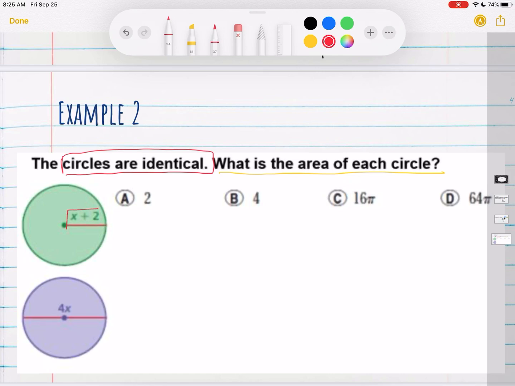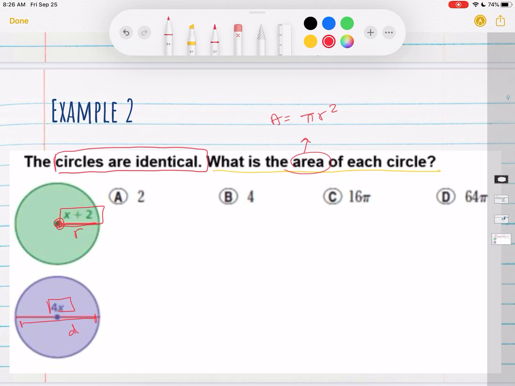Well, right here, this is x plus 2. Remember that distance right here, that's our radius on this circle. And this right here, this 4x, that's our diameter, right? Our diameter on that circle is 4x. If we're talking about area, the area of a circle is equal to pi r squared. So A, area, is equal to pi times the radius r squared.